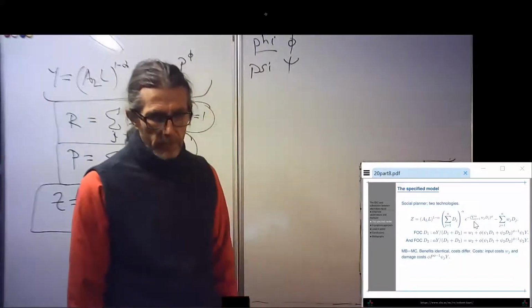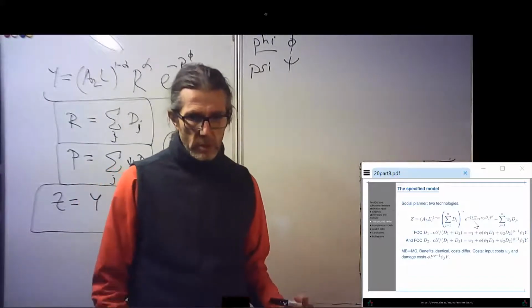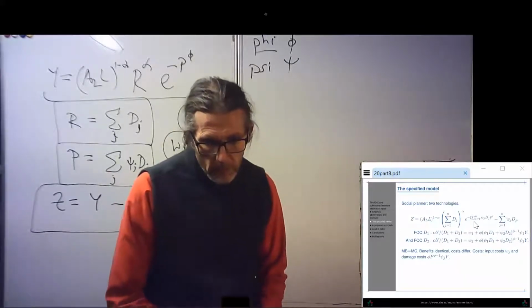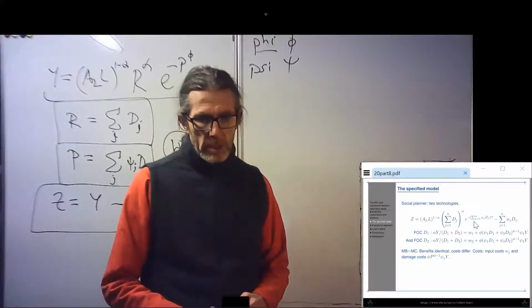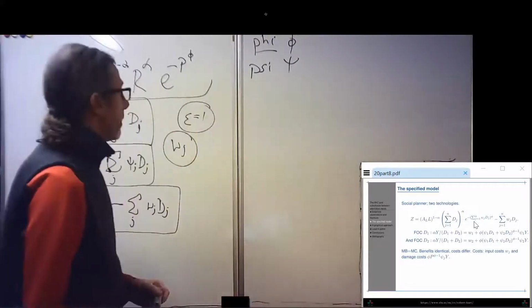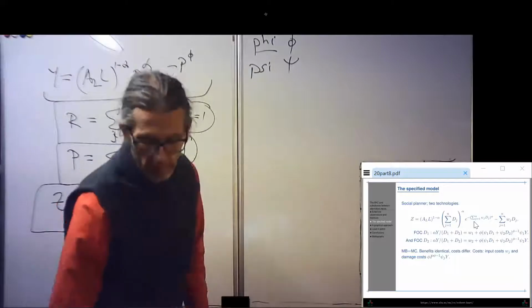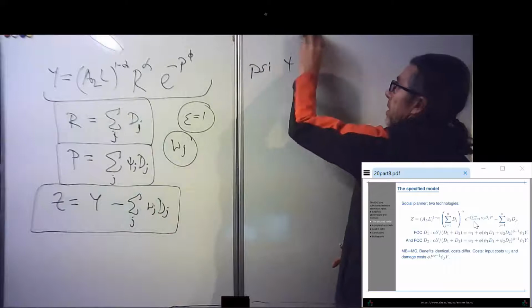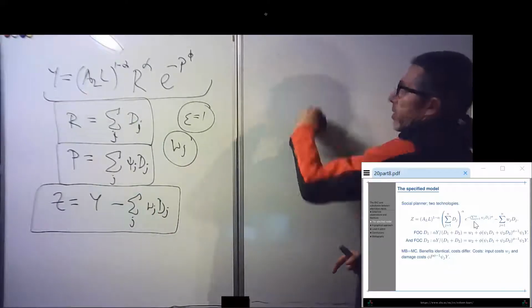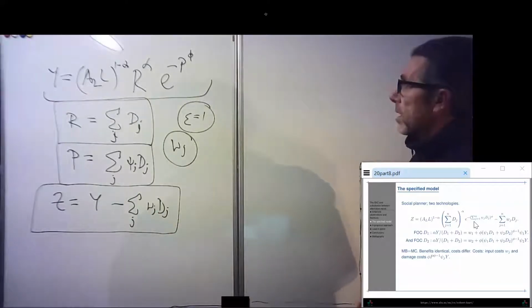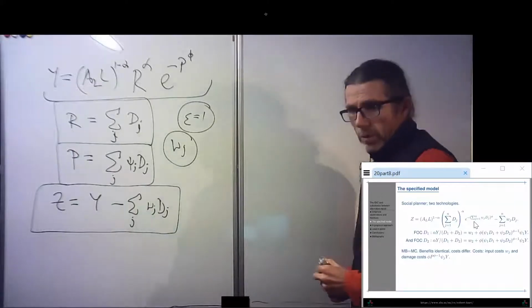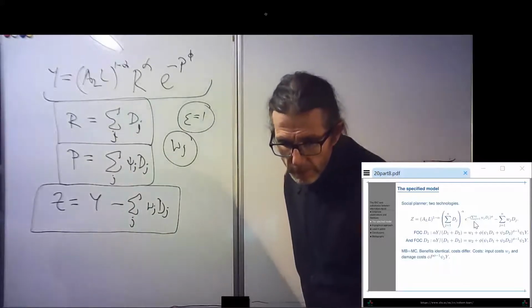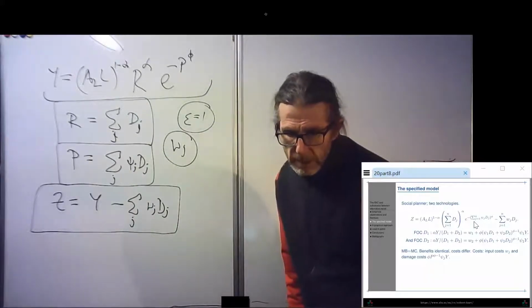Now, let's assume that J is either 1 or 2. So we've got D1 and D2. What are the first order conditions for the social planner? How much D1 should the planner use and how much D2 should the planner use? So the planner wants to maximize Z. Yep, so it's not a profit maximization problem now. It's just about maximizing Z, isn't it?